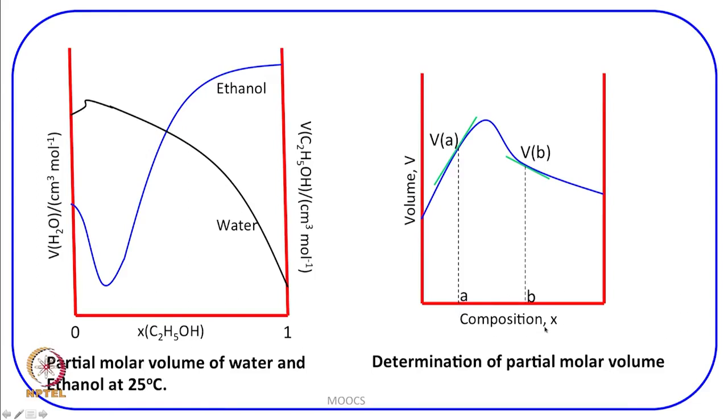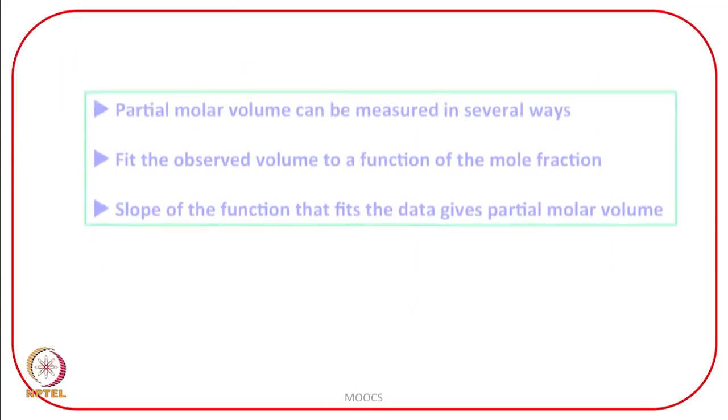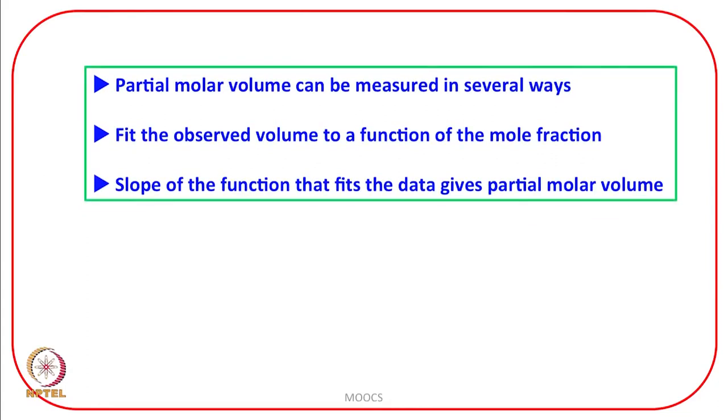Composition, mole fraction, can be expressed in terms of n, and this is how the partial molar volume of a substance in a mixture can be determined. That is, if I know the variation of volume with composition, I can take the first derivative, and that should give me the value of partial molar volume. So, that is what is commented over here. Partial molar volume can be measured in several ways. What are the different ways of determining partial molar volume?